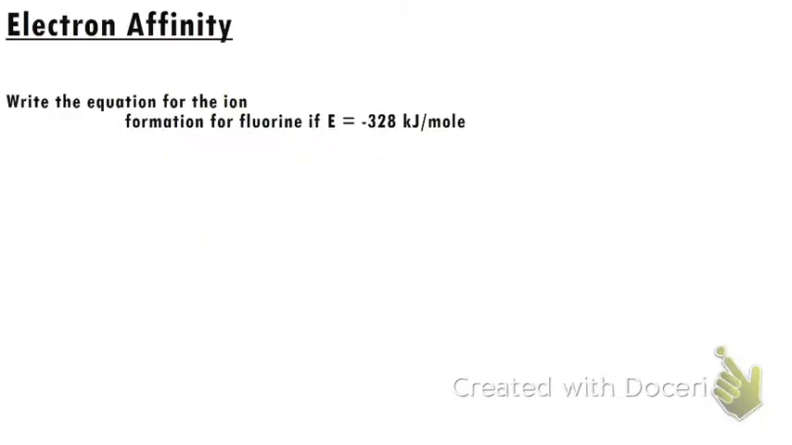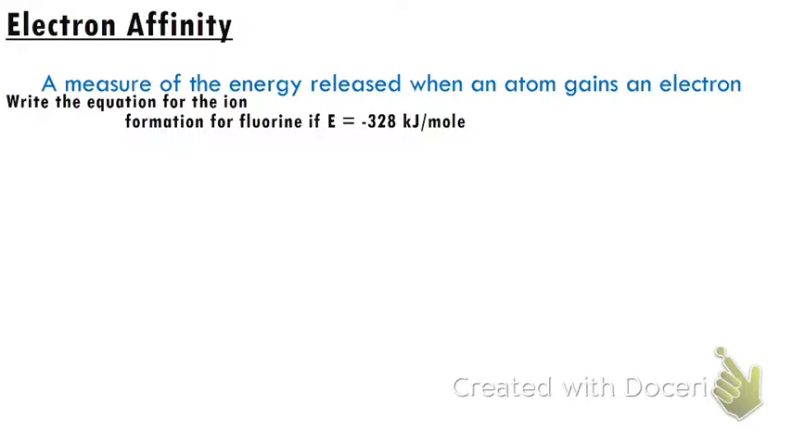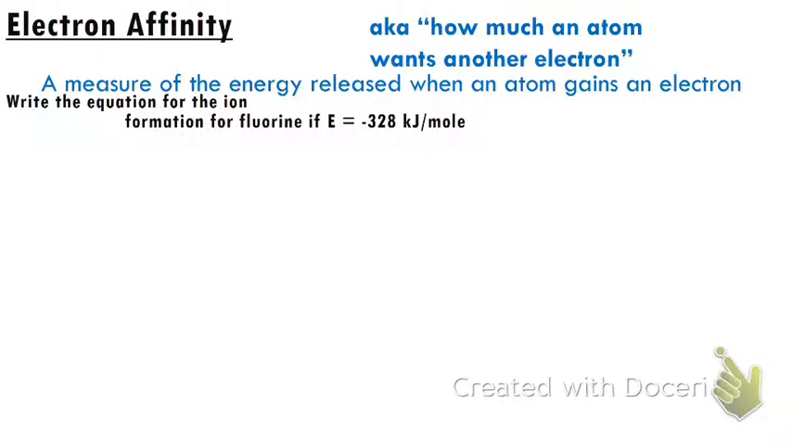So, let's get started. Now, our next trend that we're talking about here is electron affinity. Electron affinity is a measure of the energy released when an atom gains an electron. Now, that might sound a little bit weird, but really, this tells us how much an atom wants another electron. It's kind of like if I give two people candy, I can tell which one wanted that candy more by how much energy they release and how excited they are from getting that candy. So, this is an important measurement for how atoms form bonds. And that's what we're measuring, the amount of energy released.